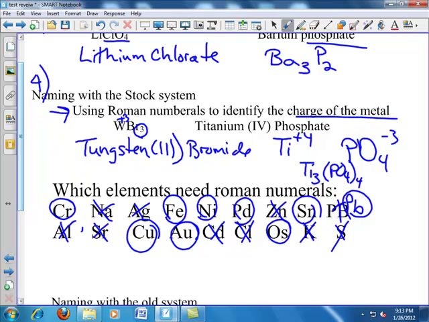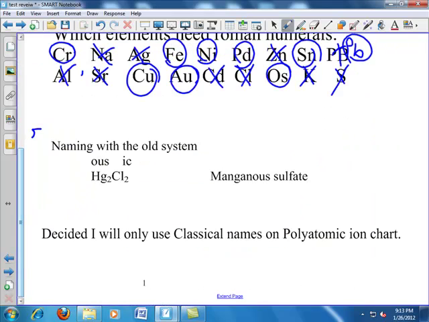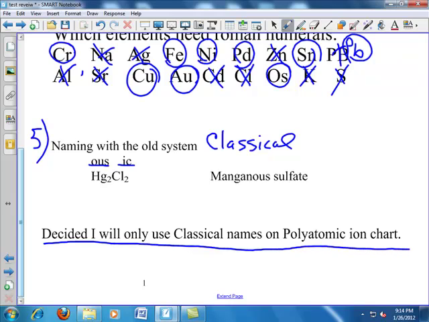The next group, and we're up to our 5th grouping, is going to be naming using the old system or the classical system. This is with the ous and the ic. Those are on your polyatomic ion sheet as well. And one of the things that I decided is that I will only use the classical names that are on the polyatomic ion chart. So once you get to this system, everything is right in front of you. You should have no excuse for getting this wrong.